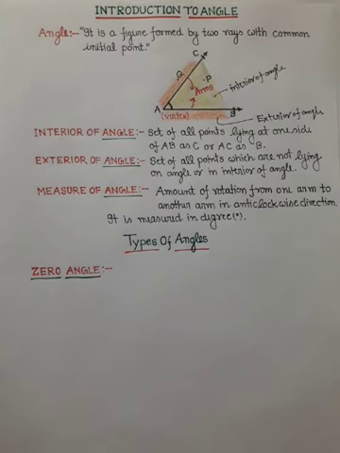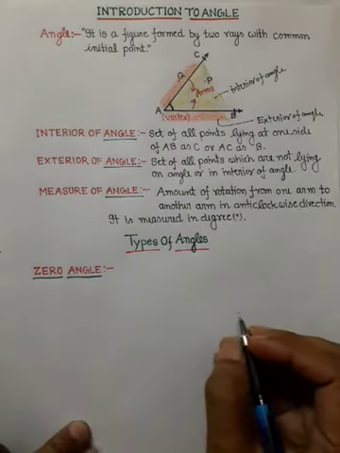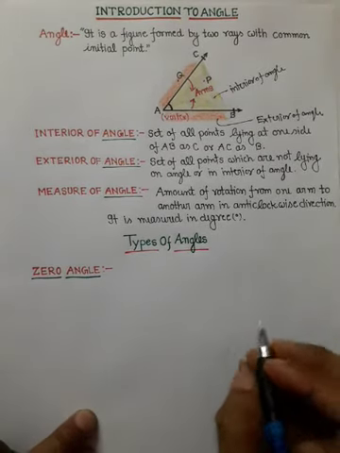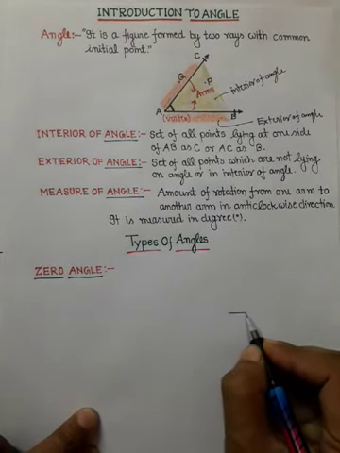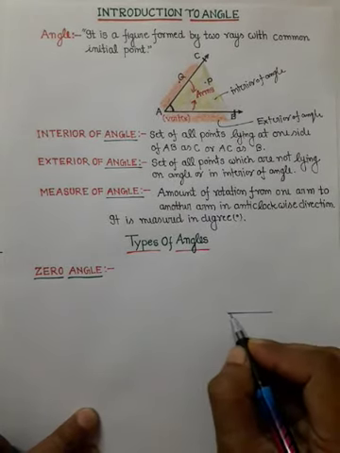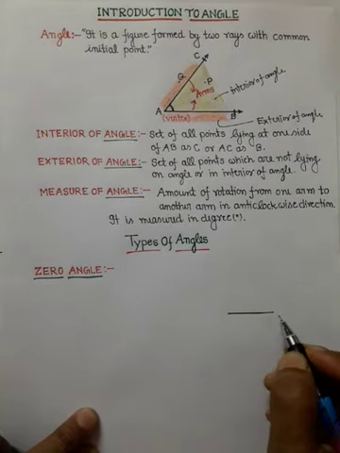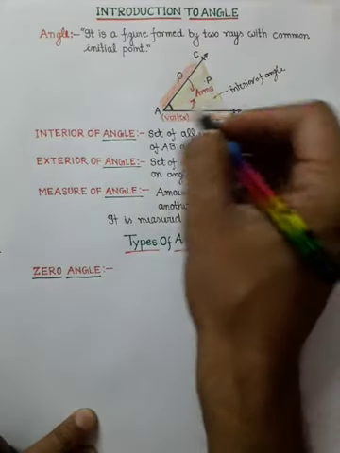So students, first category of the angle is zero angle. So how is this zero angle formed? Let we have a ray. We have considered a ray. Let this ray be AB. We have taken a ray AB, as we have taken here AB ray and AC ray.